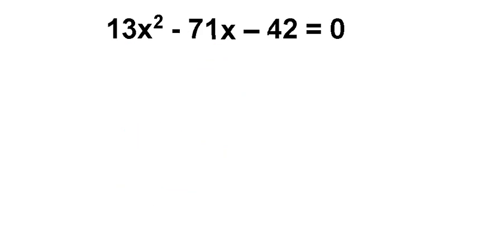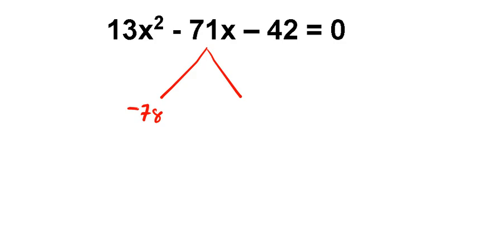Okay, this is 13x squared minus 71x minus 42. You can see that this quadratic equation has a high coefficient. So what are we going to do? The same thing. We're going to get the factors of negative 71. What are the factors? We're going to have negative 78 and positive 7. So when you have negative 78 plus 7, you are going to get negative 71.